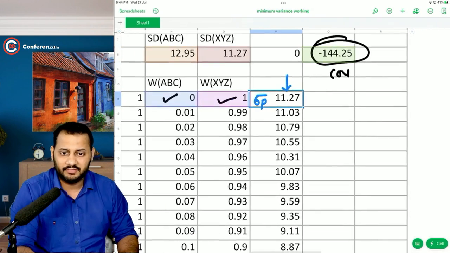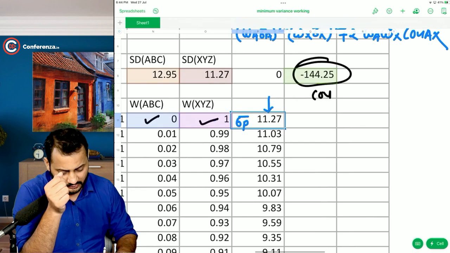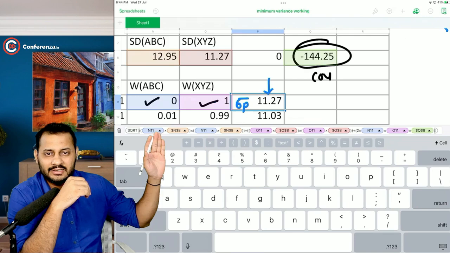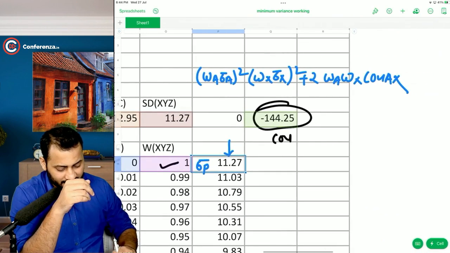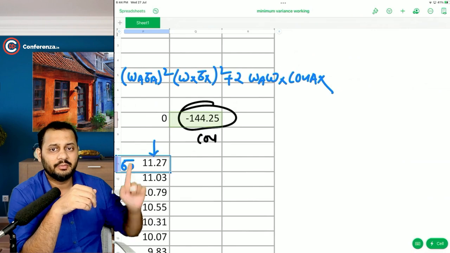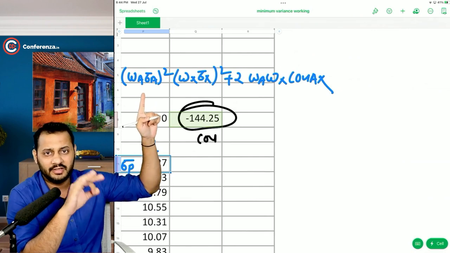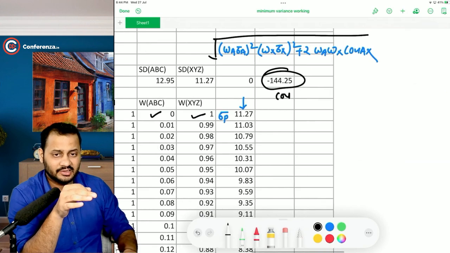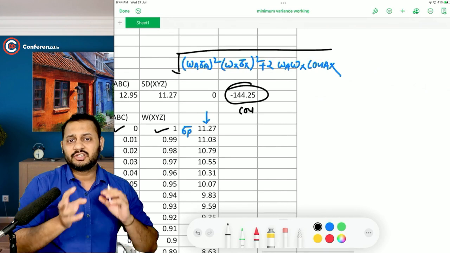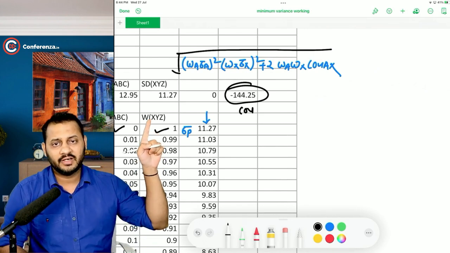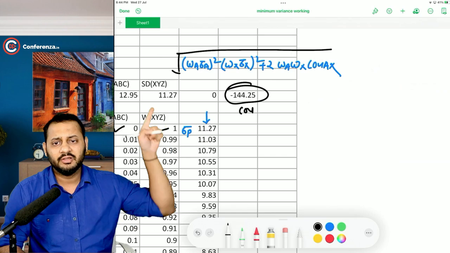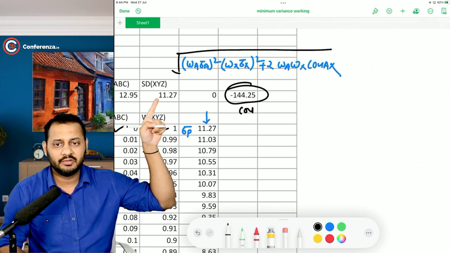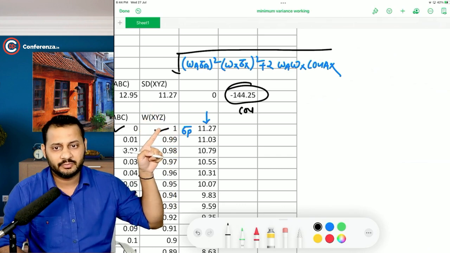I will just show you the formula. It will be very difficult to understand these formulas, but in the last column I put the formula for the portfolio standard deviation and then the square root. Understand? The square root of this, and the answer comes to this. So if we invest 100% in XYZ, then the standard deviation will be nothing but the standard deviation of XYZ, that is 11.27, because 100% of the investment is in XYZ.